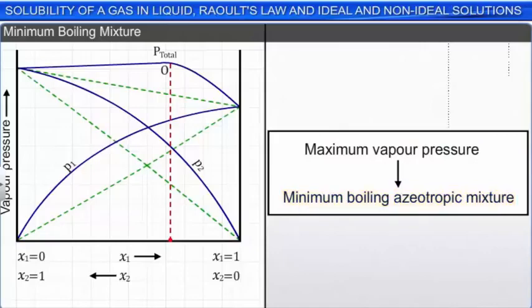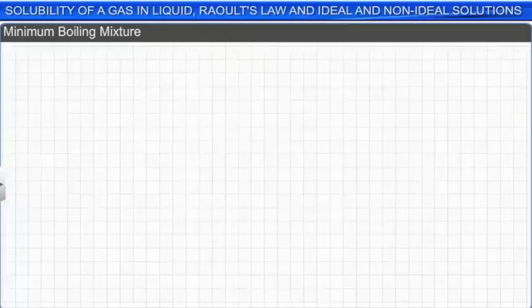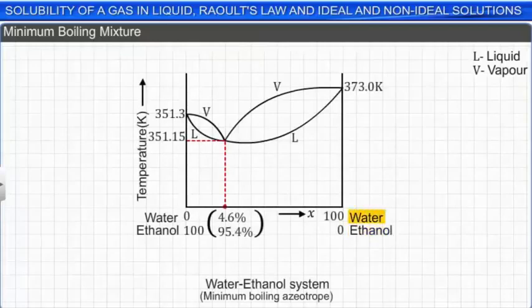At this point, O, the concentration of the vapor phase is the same as the concentration in the liquid phase and is referred to as the azeotropic concentration. Ethanol and water form a minimum boiling azeotrope at 351.15 Kelvin and at a composition of 95.4% ethanol and 4.6% water.